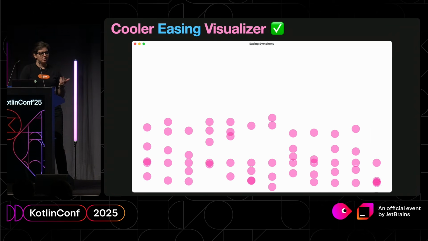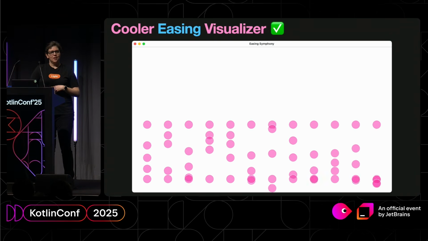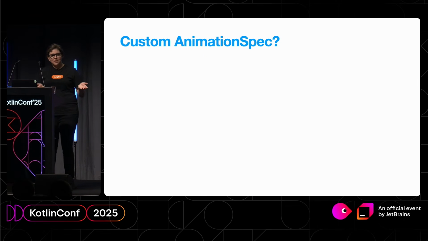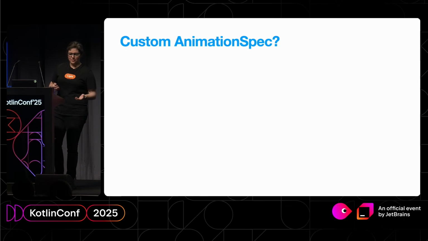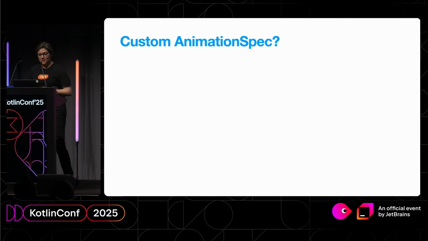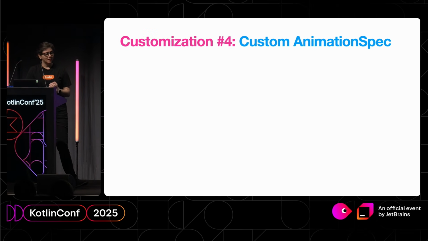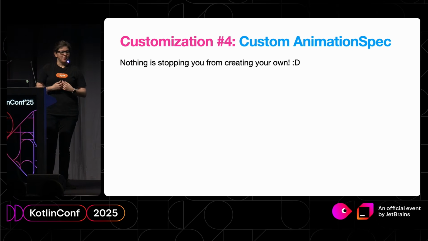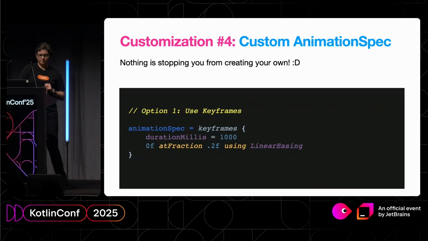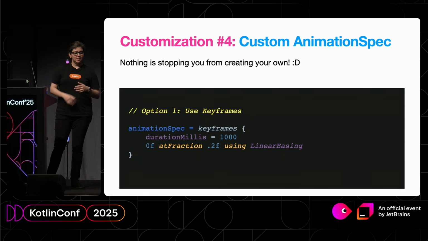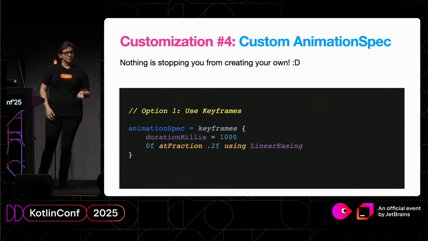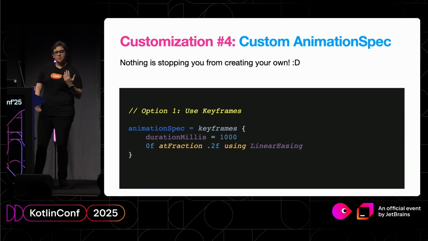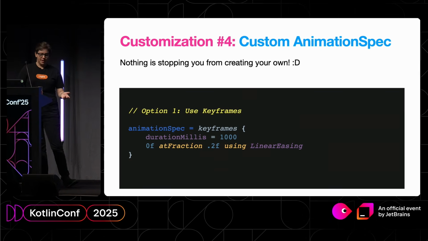But now that we're talking about custom easings, you may be wondering, hey, what about a custom animation spec, right? We already saw some of that. Well, don't worry, that's going to be our 4th customization option, a custom animation spec. No one is stopping you from creating your own. You're again going to have 2 options. Option number 1 is to use keyframes. As I mentioned before, keyframes let you define specific frames in the animation that you want to reach. So using keyframes, you can get around a lot of the requirements that you have.